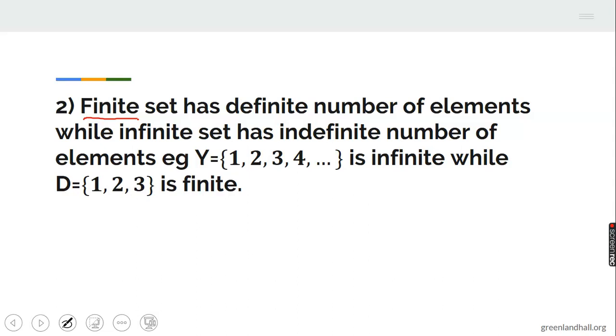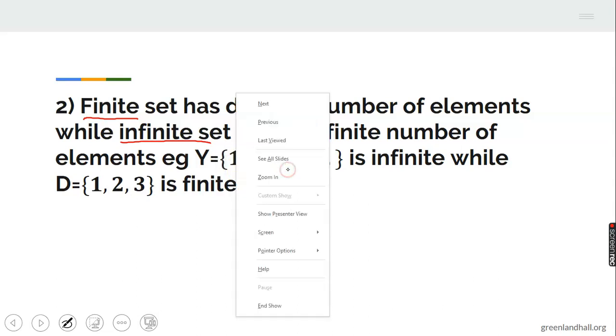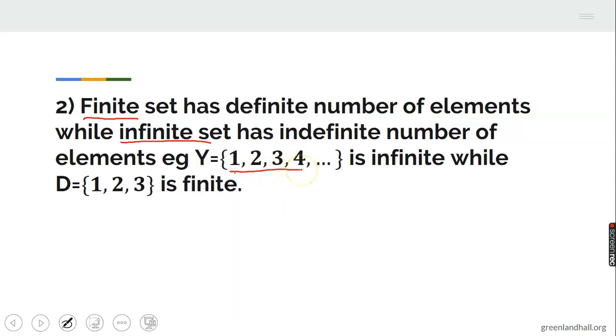While an infinite set has an indefinite number of elements, you cannot finish counting all the elements. Like this one you see here: 1, 2, 3, 4 and so on. This is the set of natural numbers. It means it's continuous and unending. It's an infinite set. You cannot list all its elements. Another infinite set is integers, positive and negative whole numbers. You cannot list all of them.